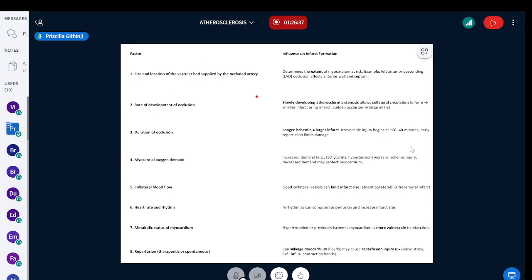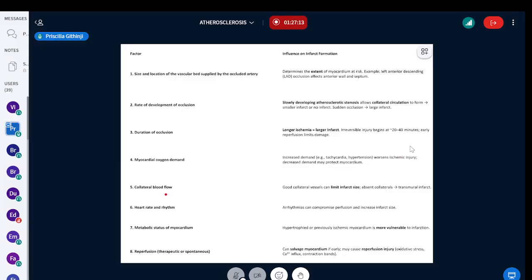Then the rate of development of the occlusion. We've said atheromatous plaques develop over time, and this allows for collateral circulation to form. Then the duration of the occlusion. We've said it starts in the subendocardium and will progress if the duration of the occlusion becomes longer. Then what are the myocardial oxygen demands? If there's increased demand, for example, in patients who have hypertension, this will worsen your ischemic injury.